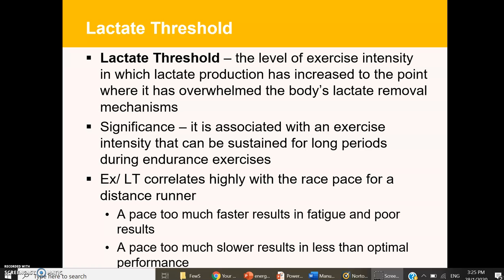Okay. Although the term anaerobic threshold has achieved widespread usage, it should be eliminated in favor of the more accurate term lactate threshold, or we call it LT.